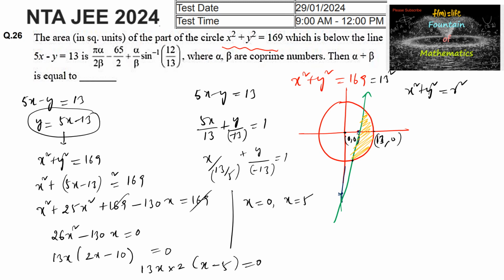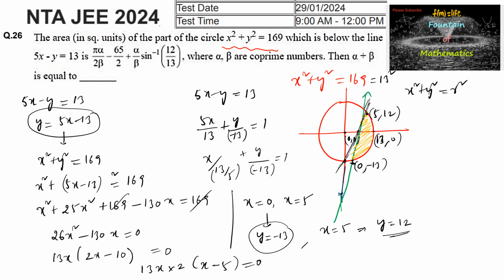So when x is equal to 0, this line cuts the y-axis. This point can be taken as 0 comma, when x is equal to 0, we can write y is equal to minus 13. So this is 0 comma minus 13. And when x is equal to 5, we can say y is equal to 25 minus 13, that is 12. So when x is equal to 5, we can say 5 comma 12.